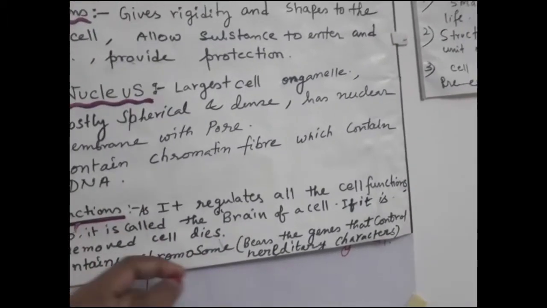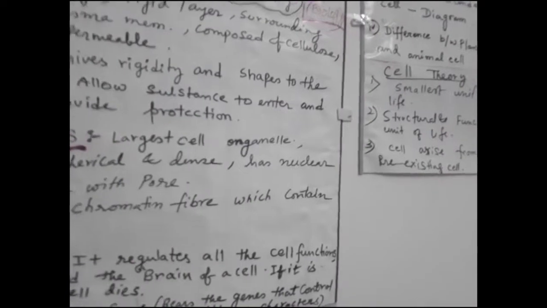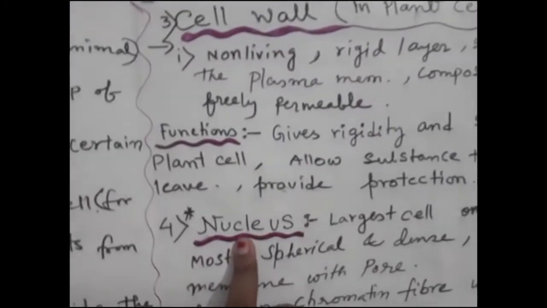And it contains the chromosomes which bear the genes that control the hereditary characters. All our characters, our height, our color, our structure, all these hereditary characters are transferred from one generation to another generation, or from one cell to another cell, by the function of the nucleus.